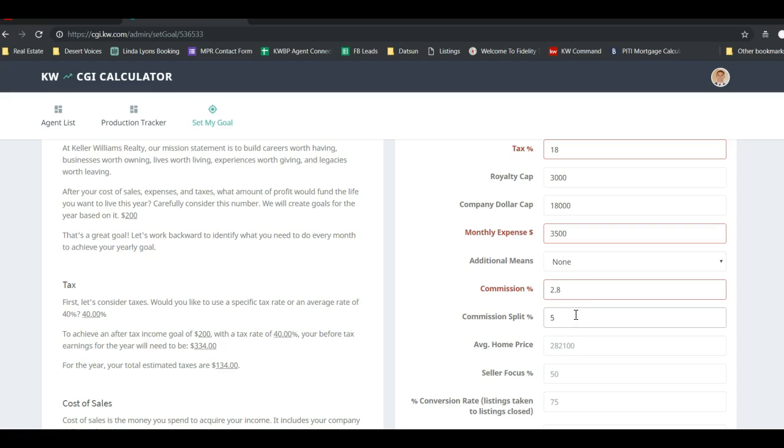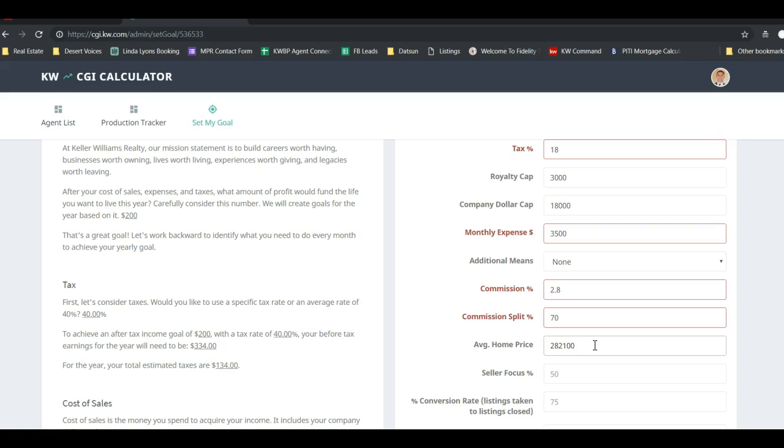Commission split, so this would be with the office. Most people are on a 70-30, but again, if you're on a team or you have any other agreement, make sure that number is correct. Your average home price. Andy, do you know your average home price for your sale? It's over 300. Okay.